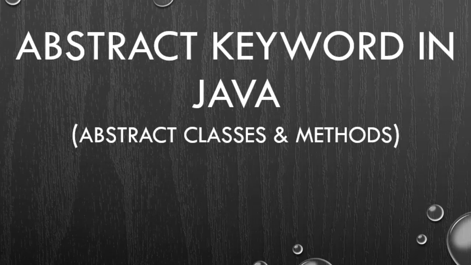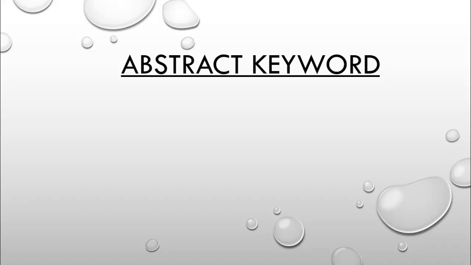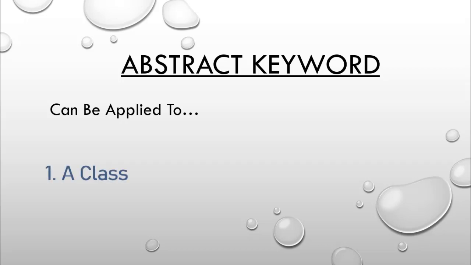In this video, we will understand the meaning and use of the abstract keyword in Java, with a real-world example program. The abstract keyword can be applied at two places in Java: before a class, or before a method. The first place where abstract can be applied is at the time of class declaration.